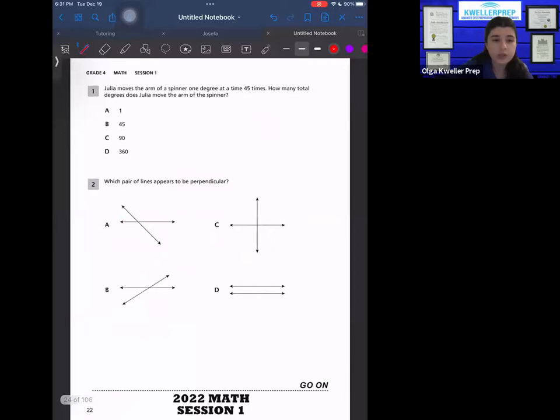Now to just run through some of the math that students can expect on the exam. So Julia moves the arm of a spinner 1 degree at a time 45 times. How many total degrees does Julia move the arm of the spinner? So for questions like this, a lot of them are considered like word types of problems. So I try to teach students how to translate the words into a mathematical operation.